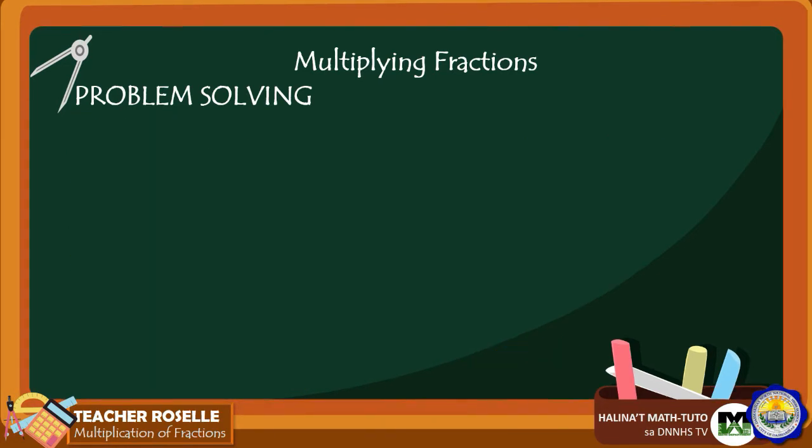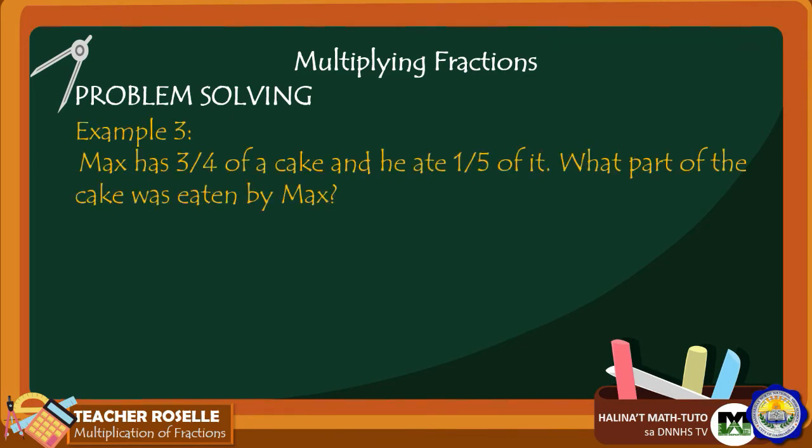Let's have a real-life situation involving multiplication of fractions. Max has 3/4 of a cake, and he ate 1/5 of it. What part of the cake was eaten by Max? For the solution, to find the fraction eaten by Max, we will find 1/5 of 3/4, or simply multiply 1/5 by 3/4.